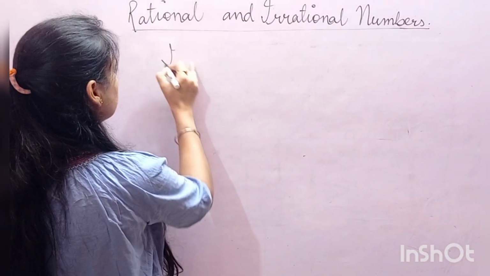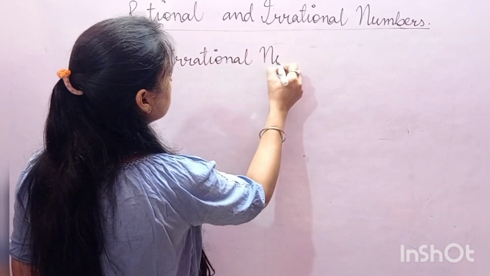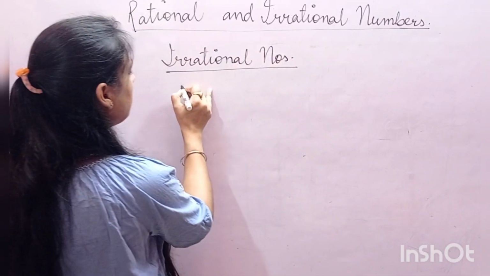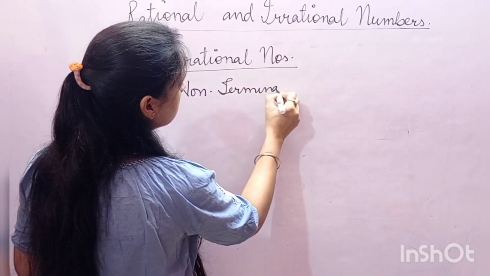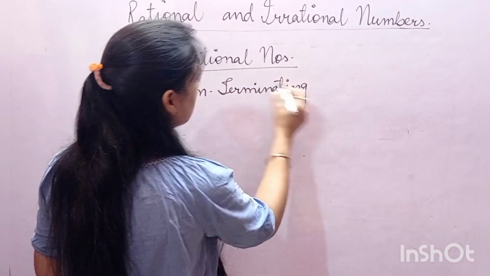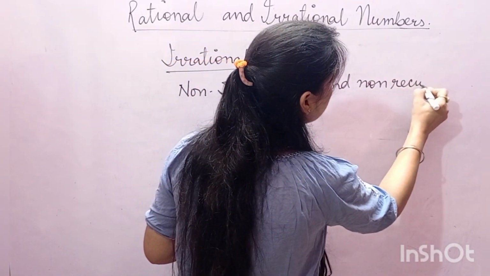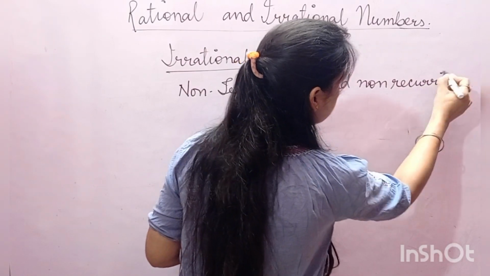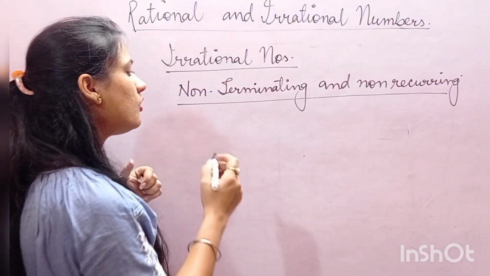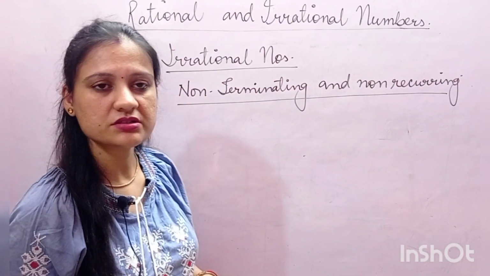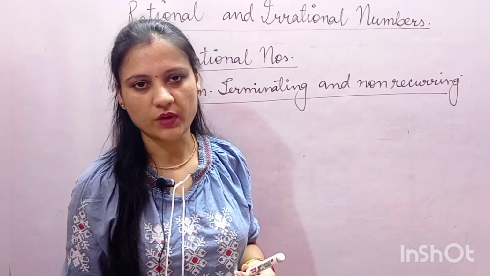So irrational numbers, I'll write down. Irrational numbers are non-terminating and non-recurring. Non-recurring means they are not going to repeat. So all the numbers whose square root you will see are not perfect squares, right?